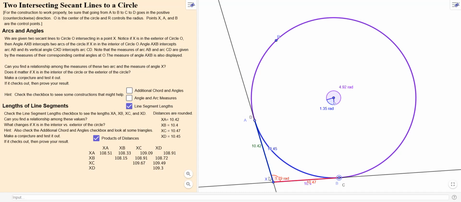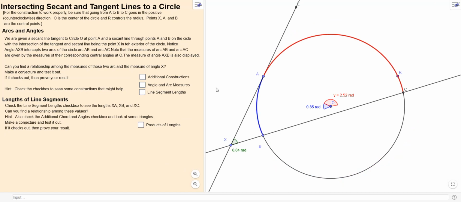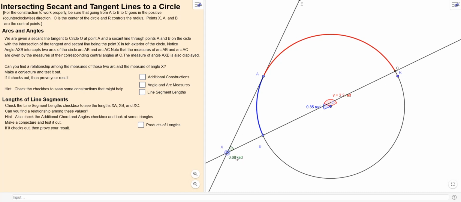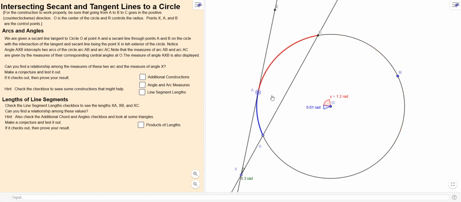Okay, quadrilateral XAOB is a kite. So that's sort of a limiting case there. Okay, so this is actually a different GeoGebra applet, but it's basically the same situation. But this time I actually did make it. So this is for sure a tangent line there.